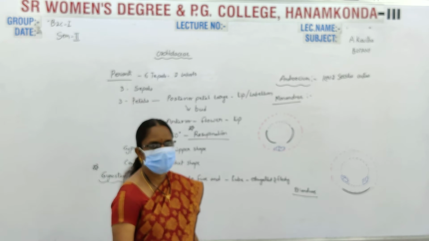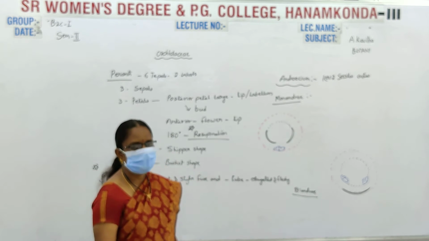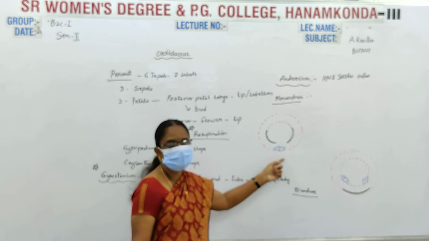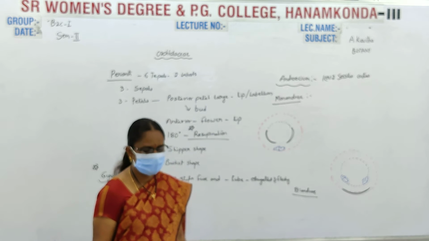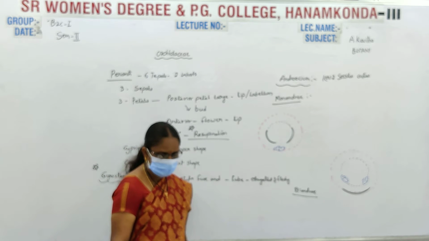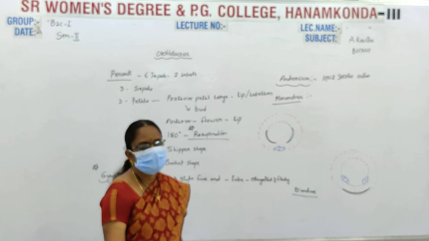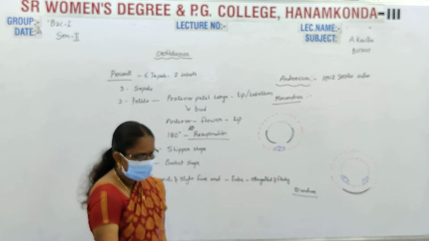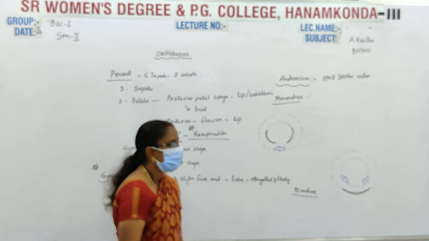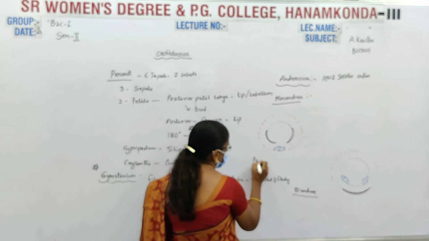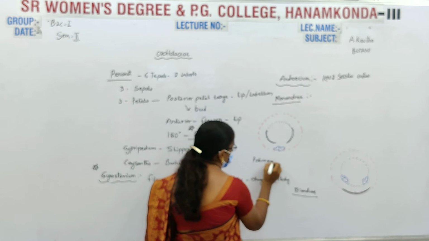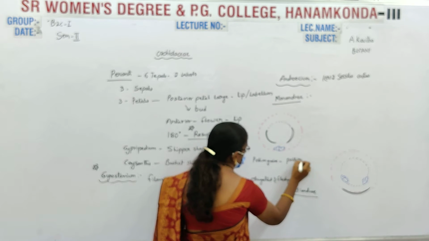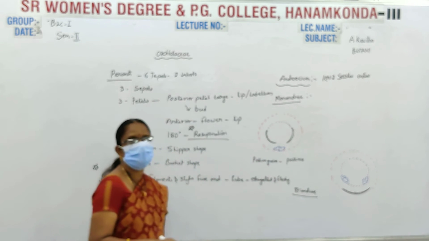This is the androecium. Normally the anthers are dithecous, introrse, with longitudinal slits. And the pollen grains form the pollinia. A group of pollen grains is called as pollinia.